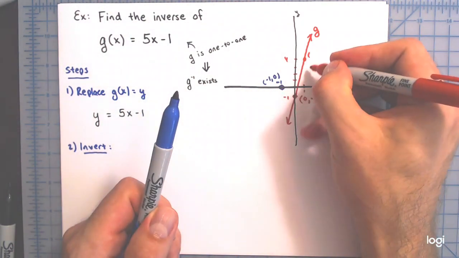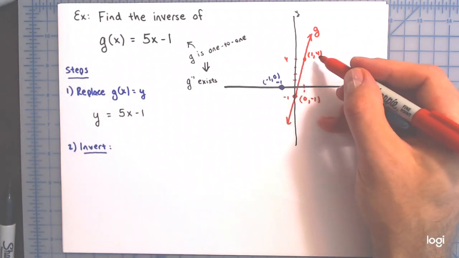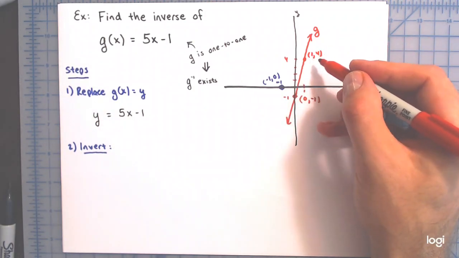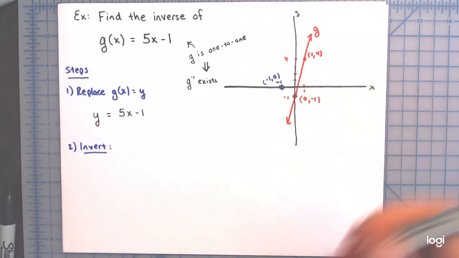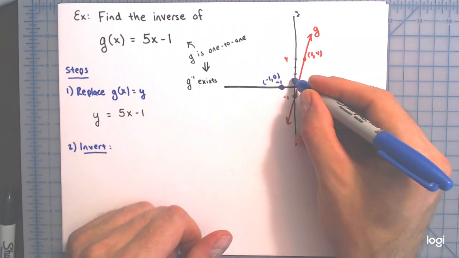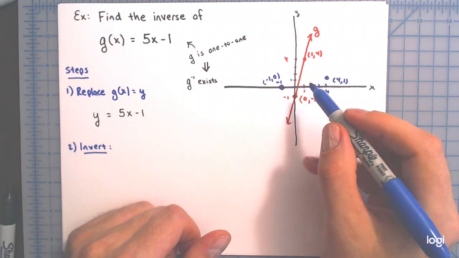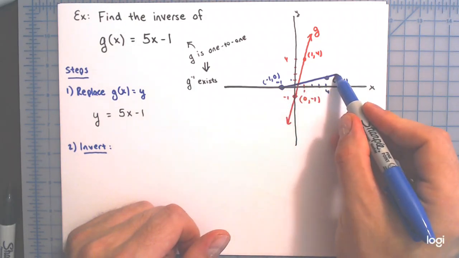Same thing up here. This is the point 1, 4, an ordered pair in g. Input 1, output 4. You switch that around, so input 4, output 1 in the inverse. So 4, 1 would be on the inverse, and it would be another line.